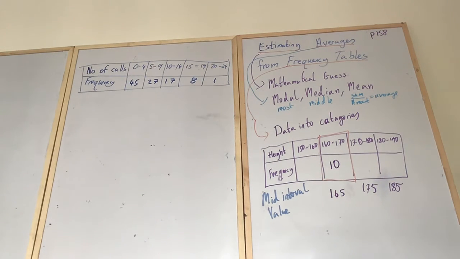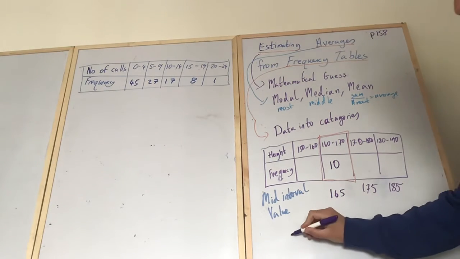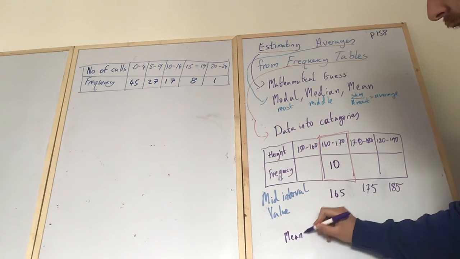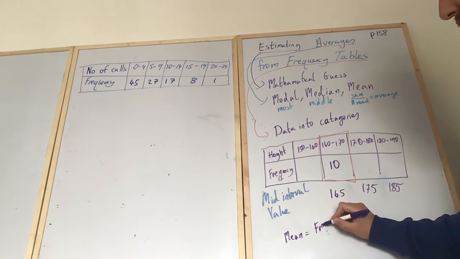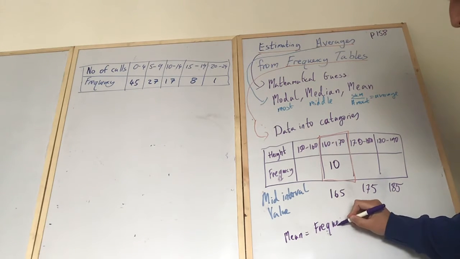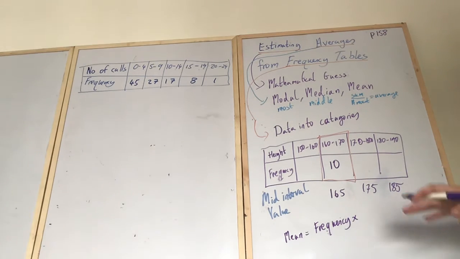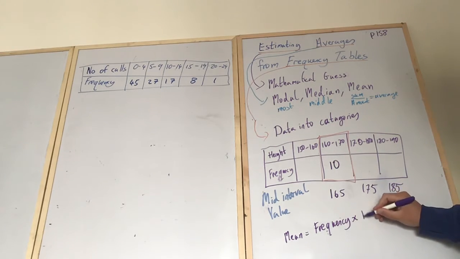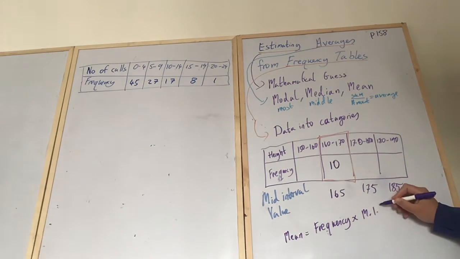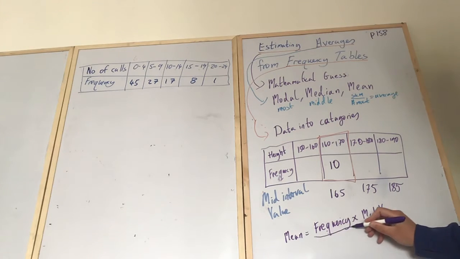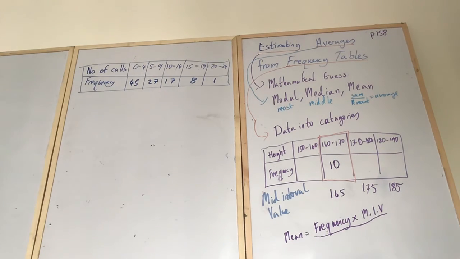So, as we said, if we had 10 people between 160 and 170, to estimate the mean, we need to use a mid-interval value, and we simply multiply. So the mean is going to be your frequency multiplied by your, let's call it mid-interval value, MIV. And then we divide it by the frequency.